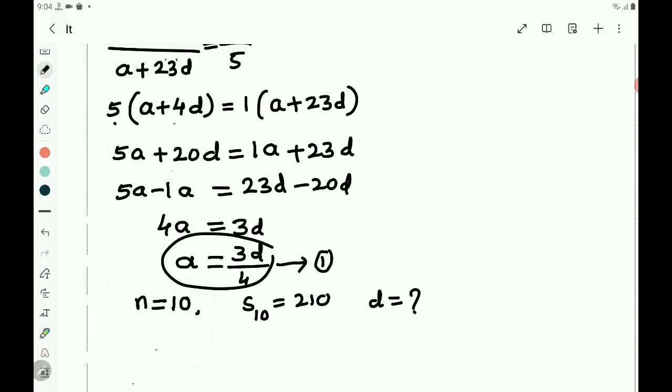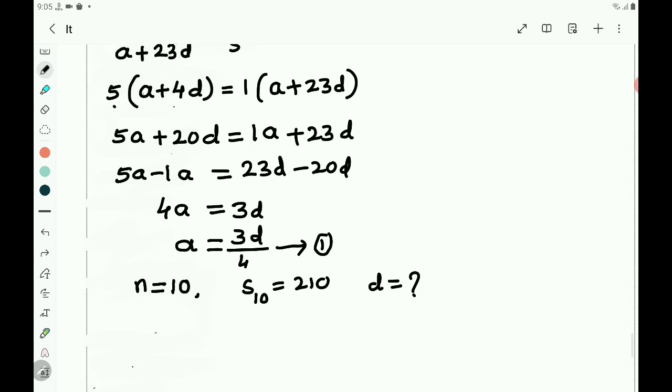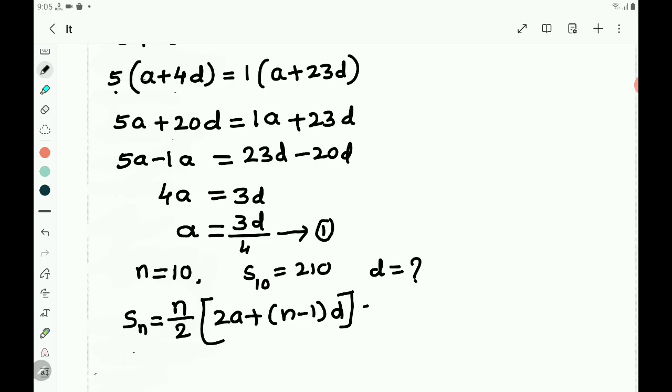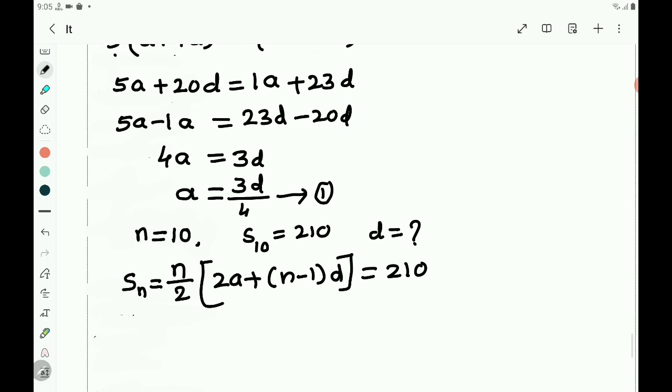a is in terms of d, 3d by 4 is there. After getting d, it is easy to get a by taking the relation a equals 3d by 4. So which formula we have to use? Here d is to be found out, so the formula for Sn containing a and d: Sn equals n by 2 into 2a plus n minus 1 into d is equal to 210. n is 10.